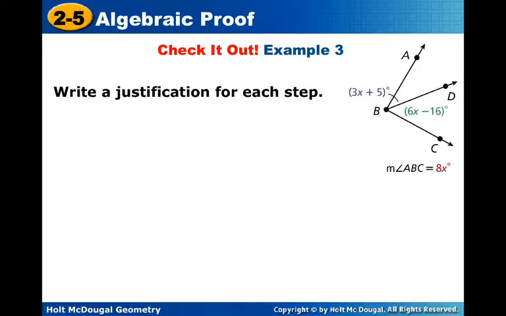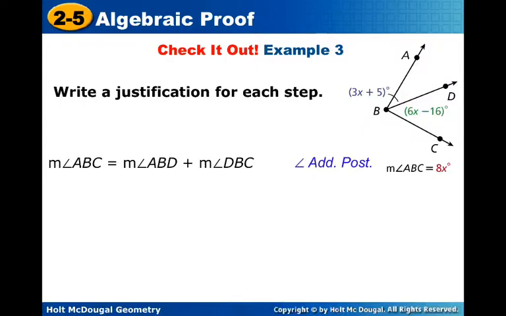Alright, we'll do this one more and then I'll stop the video. Alright, write a justification for each step. So again, we've got two angles, or we've got one large angle. So I know this angle plus that angle is going to give me the whole angle. So we need to write that down. And we're going to say the measure of angle ABC, the whole angle, is equal to the measure of angle ABD plus the measure of angle DBC. And that's called your angle addition postulate.